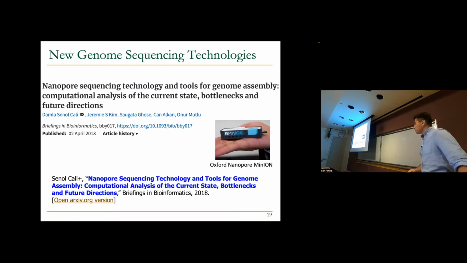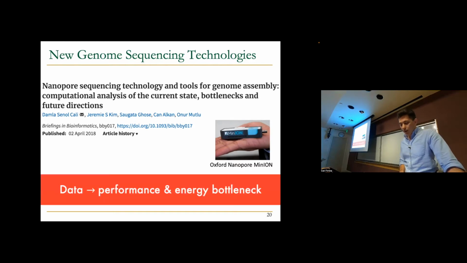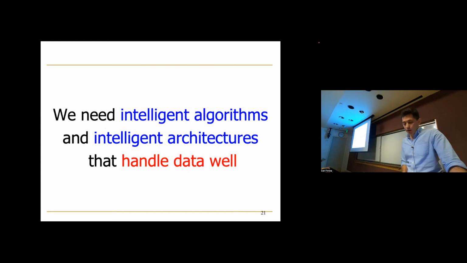If you are curious about learning more about the overhead and the challenges that we have with the current sequencing technologies, such as the nanopore sequencing technologies, you can take a look at this paper. But as I said, the problem is really the analysis of the data rather than the speed at which we generate this data. So we actually need intelligent algorithms that minimize the redundant computation and also intelligent architectures so that we can process this data efficiently and quickly.